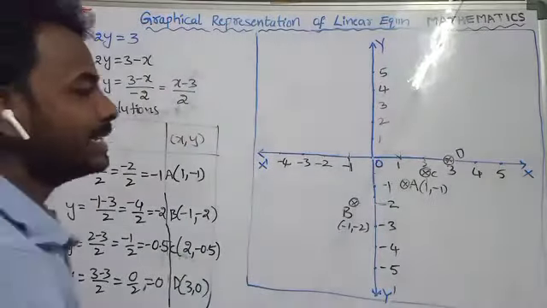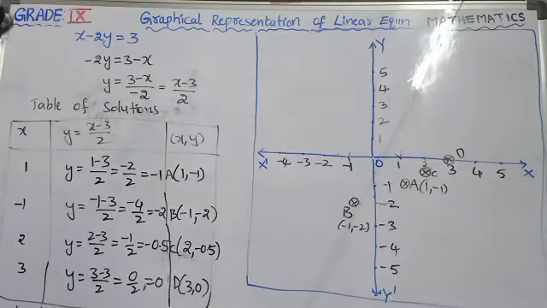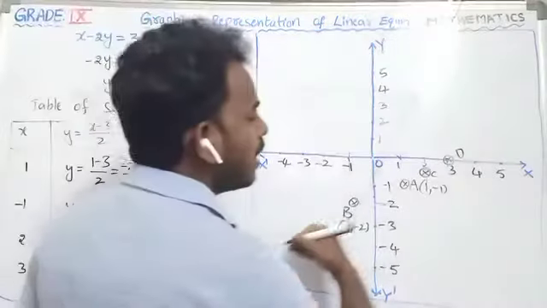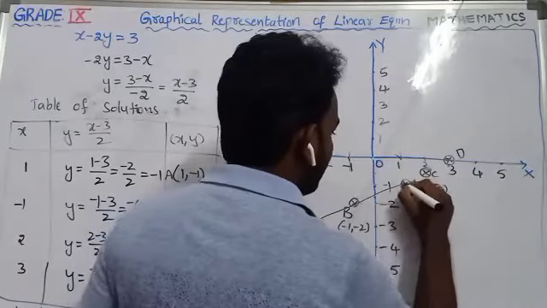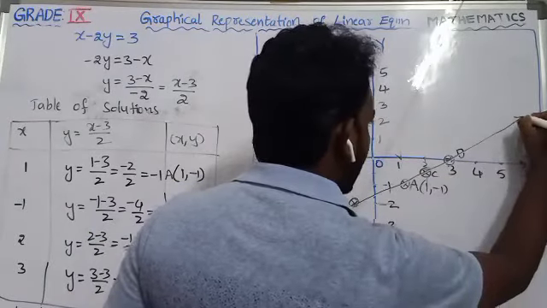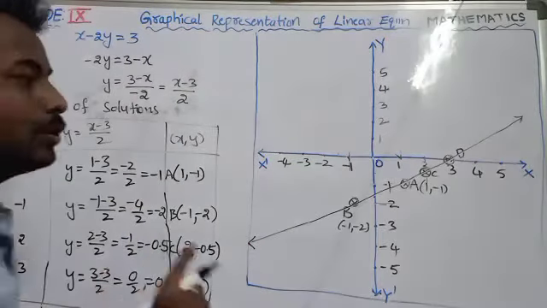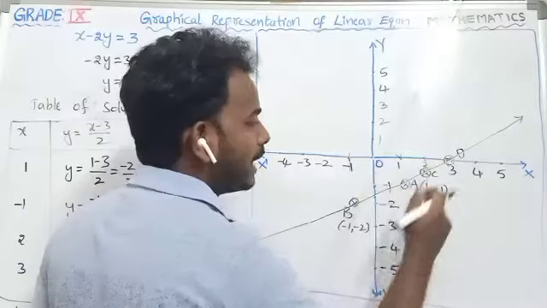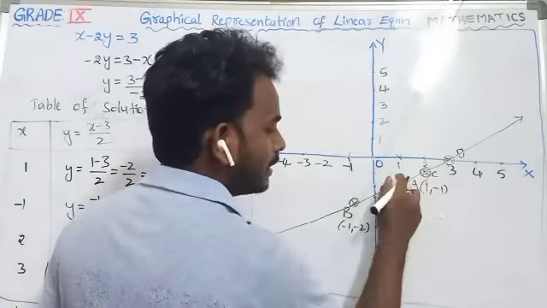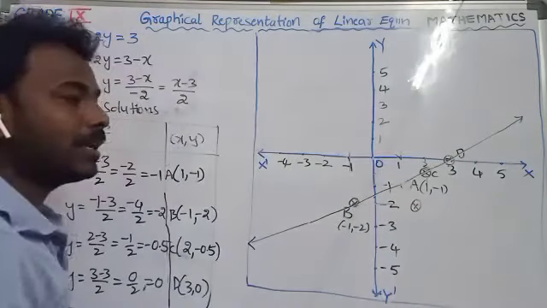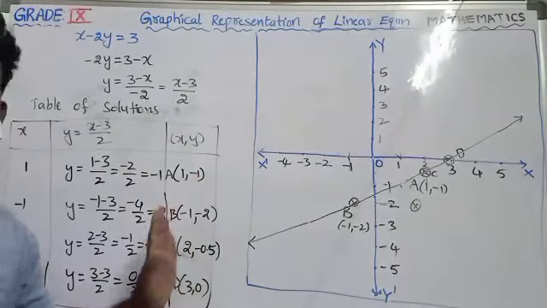Now if you clearly observe, all these points lie on a straight line, so we can join all these points by taking a scale and pencil. You get a straight line which is passing through all these points. Do remember, if one of the solutions is not on the line, if you get a point off the line, the location of the point may be wrong, otherwise the solution has been done wrong.